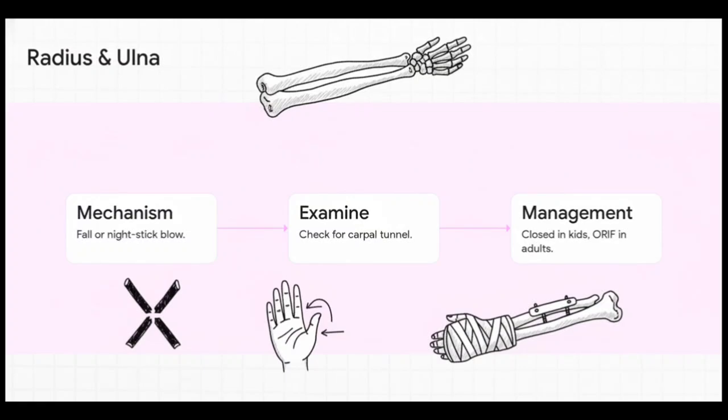With forearm shaft fractures, you really need to watch for acute carpal tunnel syndrome. Test 2-point discrimination, which should normally be less than 5 to 7 millimeters, and check that thumb abductor motor strength. Also, a direct defensive blow can cause an isolated mid-shaft ulnar break, which we call a nightstick fracture. And remember our rule from earlier? Kids generally get a closed reduction, while adults are going to require an ORIF, or open reduction internal fixation.